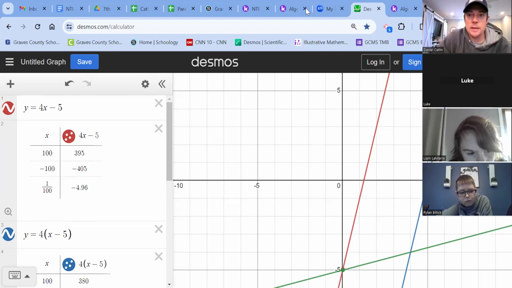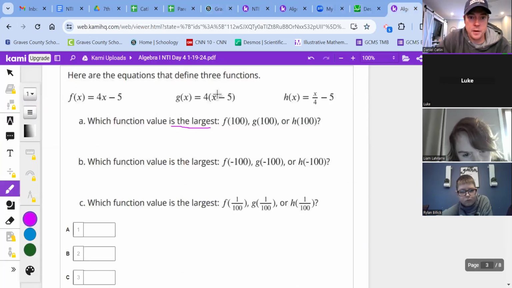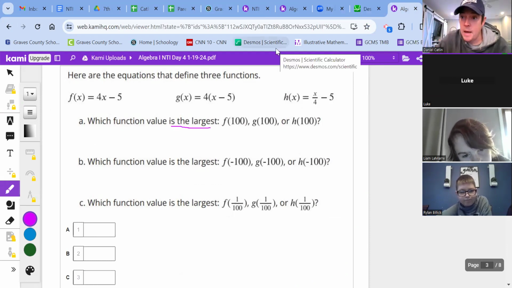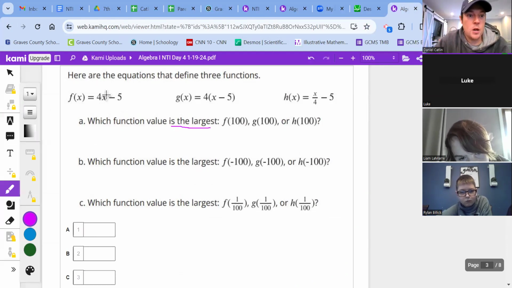And the reason why I did that was because on the question, let me get that pulled back up. On the question, those were the functions, and these were the three inputs, 100, negative 100, and 1/100th. Those were the three numbers they were asking you about. So I'm just going to plug them all in, and then I can compare and let the technology do all the math for me instead of working out on paper 4 times 100 minus 5, 4 times negative 100 minus 5, and 4 times 1/100th minus 5. Instead of doing all 9 of those problems, I felt like it was quicker just to type it in. So that's what I did.